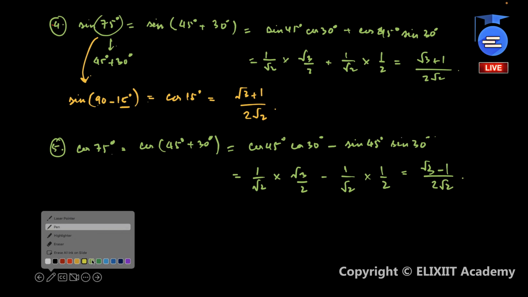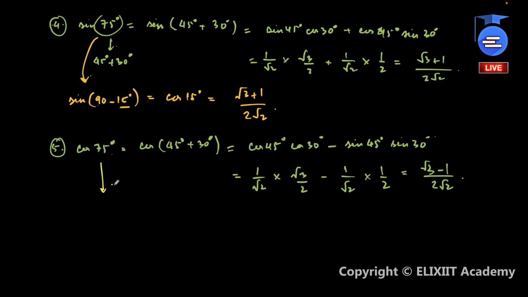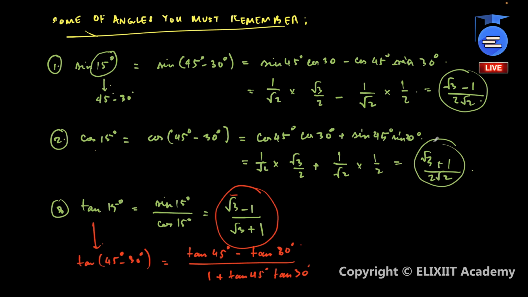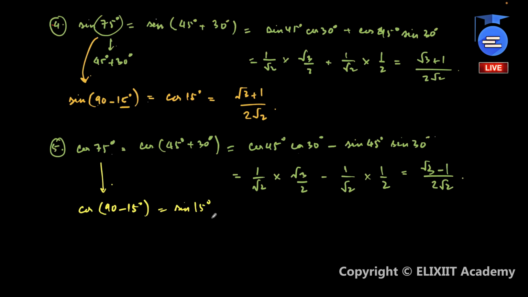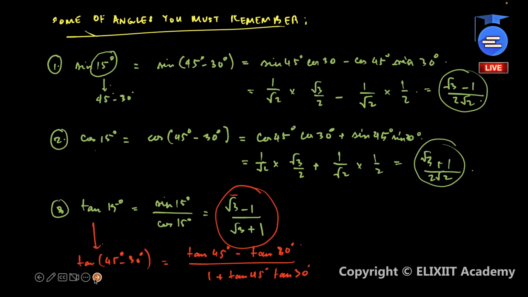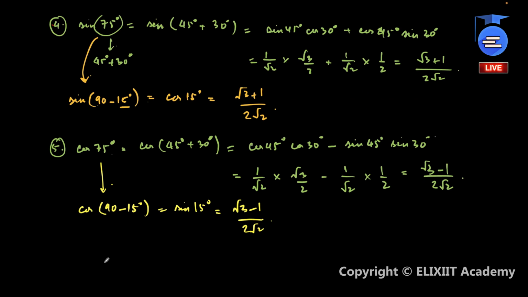Again, you can use the previous logic. Similarly, 75 we can write as cos 90 minus 15 degree. Cos 90 minus theta is sin theta. So in this case, theta is 15 degree. So this is the same as sin 15 degree. And we know the value of sin 15 degree, it is root 3 minus 1 by 2 root 2. So cos 75 degree and sin 15 degree are the same. Once again, the same reason: 75 degree and 15 degrees are complementary of each other.